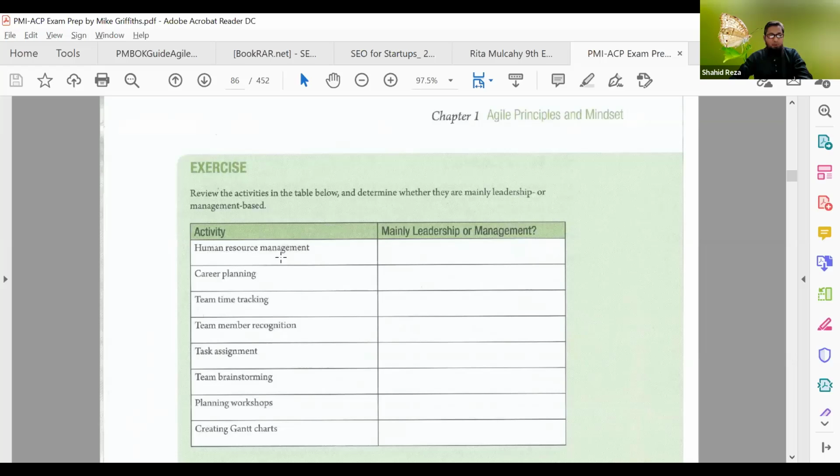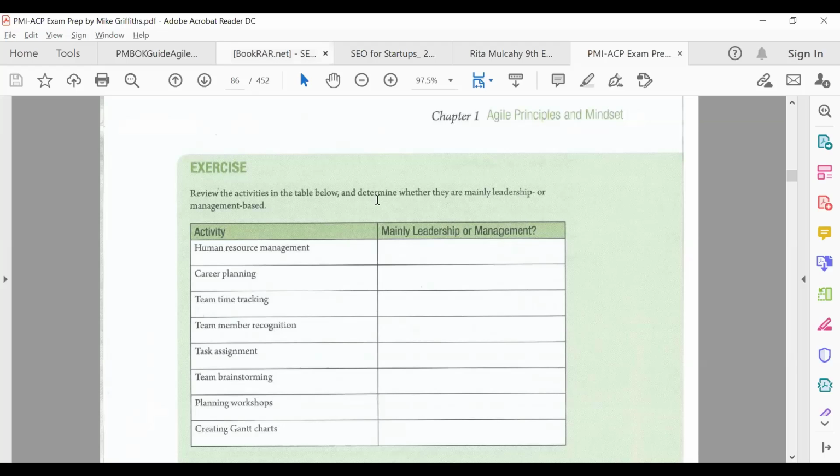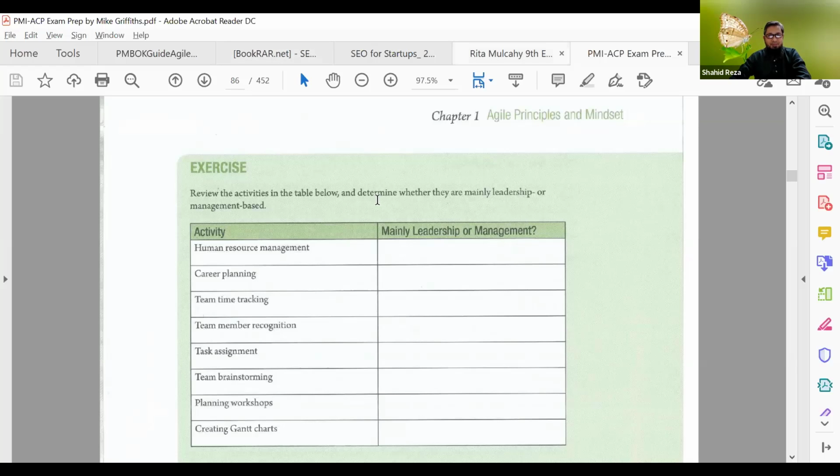So here you see there are some activities mentioned in this table. Review the activities in the table below and determine whether they are mainly leadership or management based. Do they fall under leadership or management? So human resource management. Is it leadership or management? Management. All right, so this is management, right?